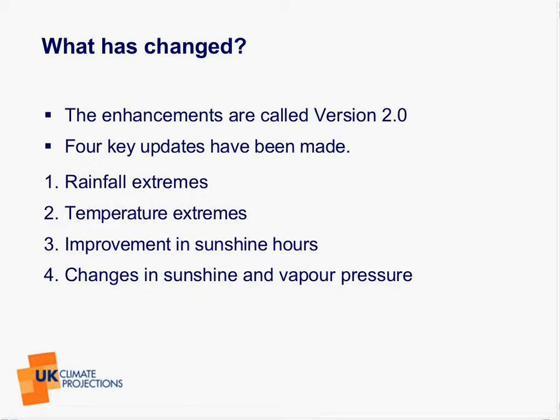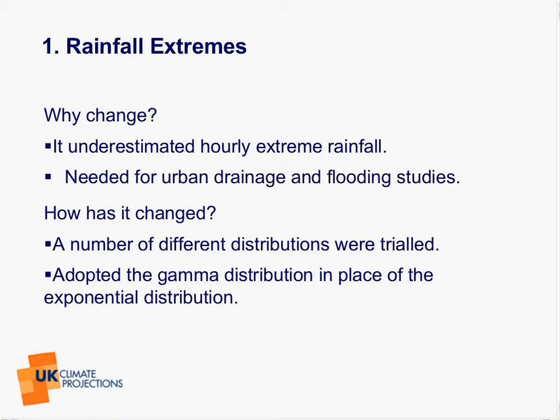I will refer to the previous version as the original, or the UKCP09 Weather Generator, and the new version as version 2.0. So there have been 4 major amendments to the weather generator, which include changes to the rainfall and temperature extremes, an improvement in the number of sunshine hours in a day, and changes to the baselines for sunshine and vapor pressure.